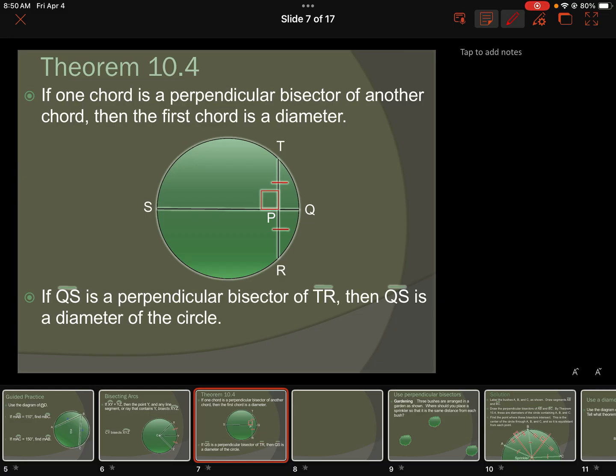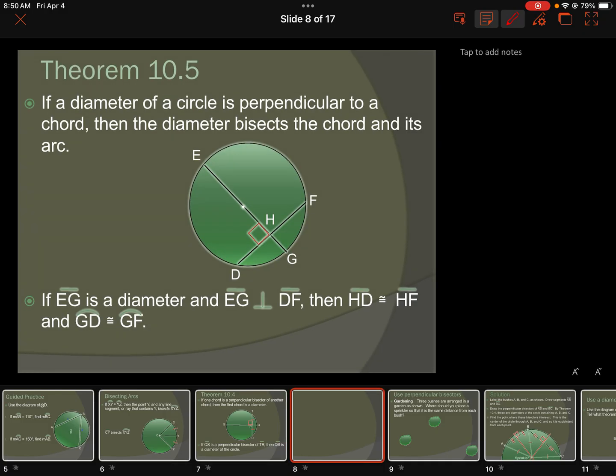So notice how we have these two chords, and we don't know for sure if either of them is a diameter. If one of them is a perpendicular bisector of the other, for example, segment SQ is going through the middle of chord TR, and it's at a right angle. We know it goes through the middle because of the markings. Then that means that that original chord, segment SQ, is a diameter, so it would have that center. That's what that means.